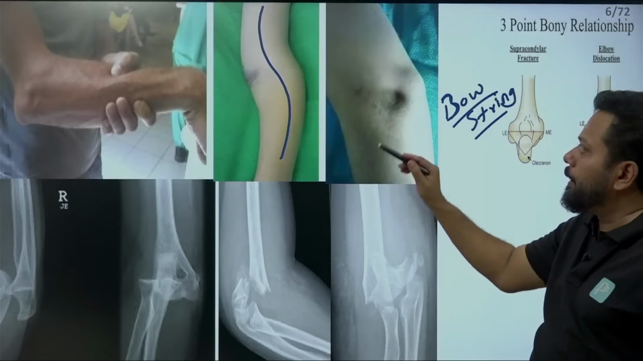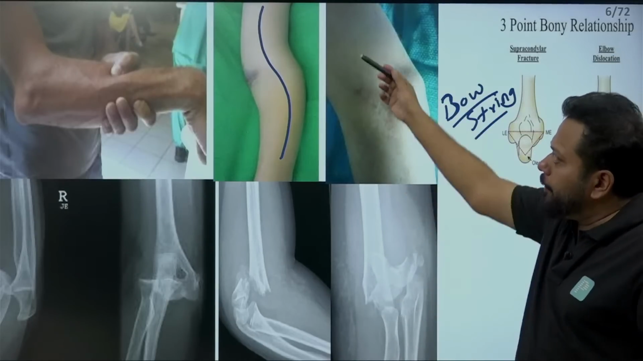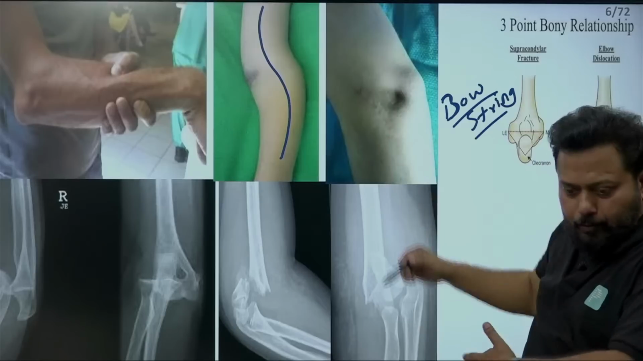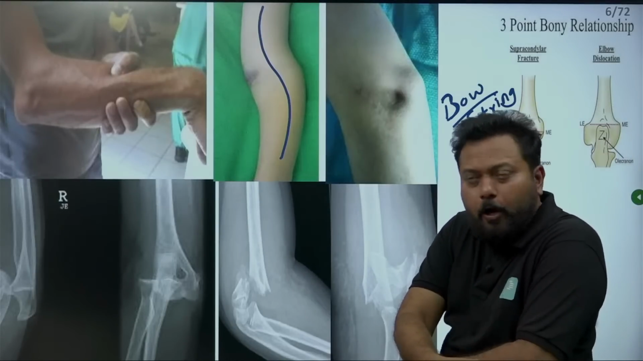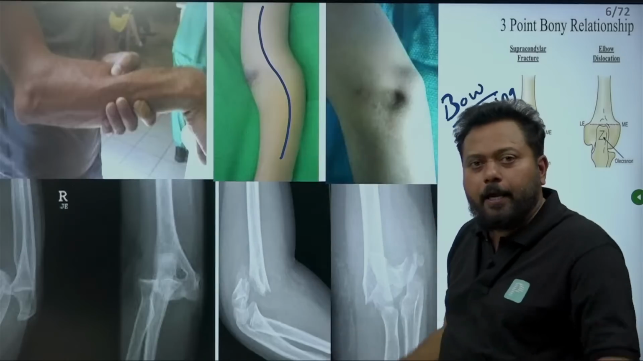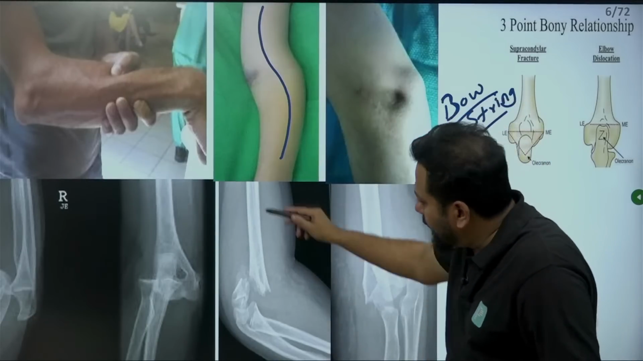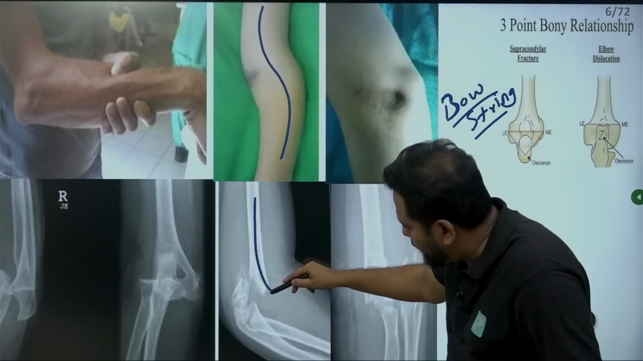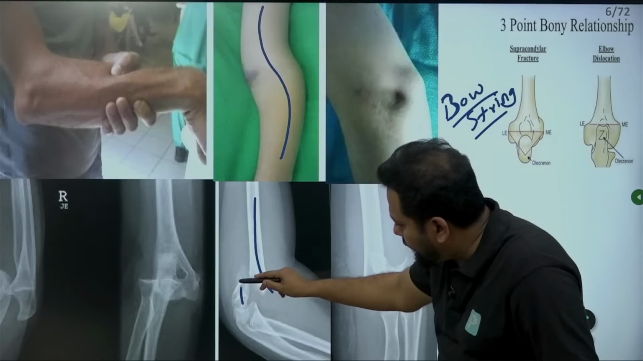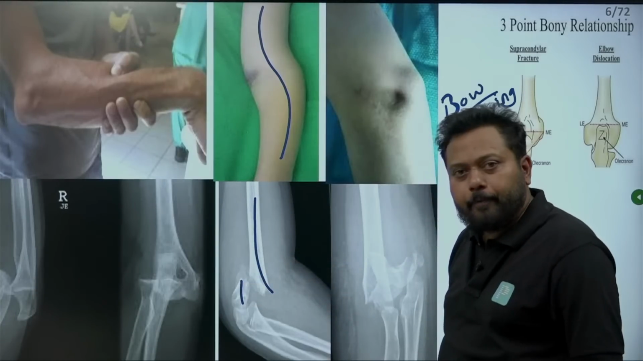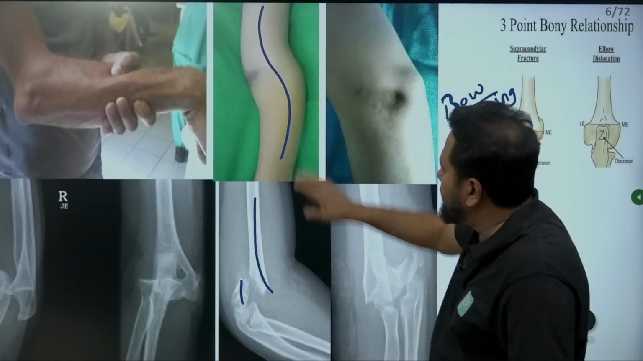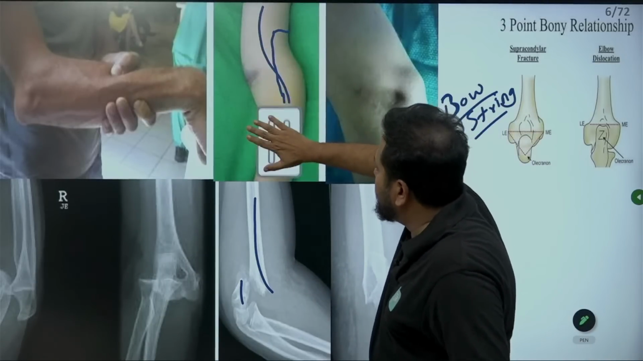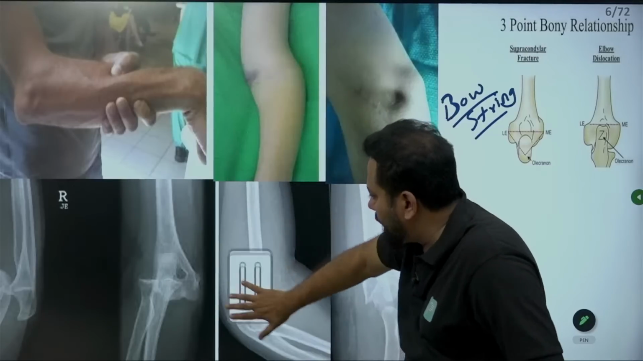The arm has become S-shaped. Whenever you get a child, in the lateral view, or ask the baby to sit on a stool, and you see from the lateral side, if the arm appears S-shaped like this, it should be a supracondylar fracture. Because you see the proximal fragment pushed anteriorly, the distal fragment is pushed posteriorly. So this gives an S-shaped arm. Then it is a supracondylar fracture.